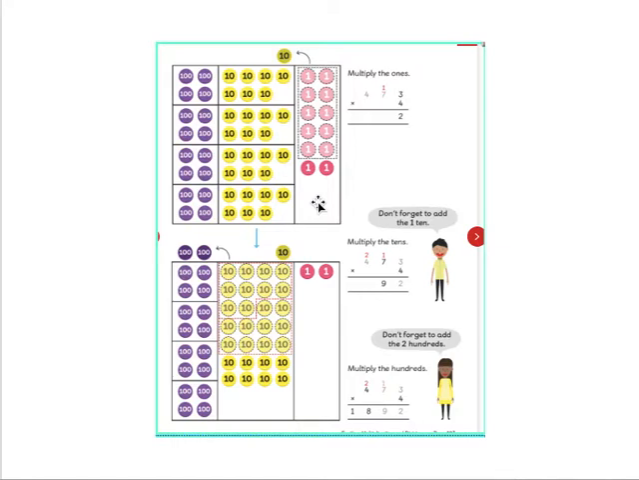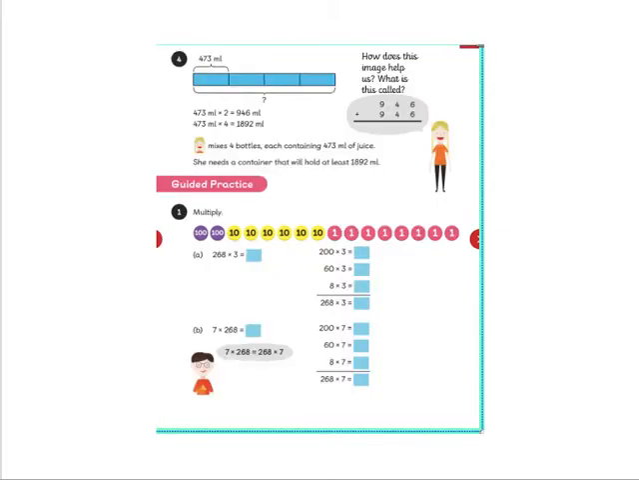After that you have to rename. And then 4 times 7 is 28, add 1 more is 29, so you rename that 2 into the hundreds column, and the 9 goes into the answer line. And then finally 4 times 4 is 16, add 2 is 18, so this time the 8 goes into the hundreds column answer line, and your 1000 goes into your 1000 column. Okay, let's have a look.